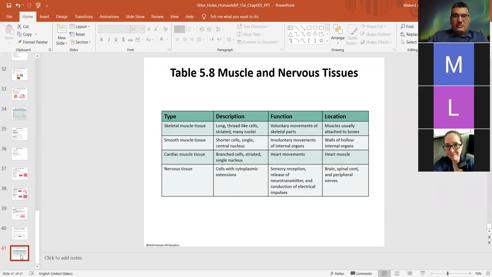And here is a comparison between these different types of tissues, and you can take a look at it. So that's it for this chapter. And we are going to do the next chapter, which is chapter 6.